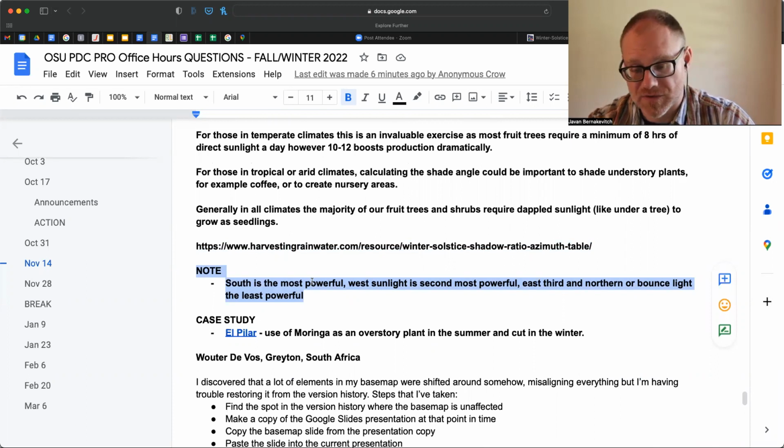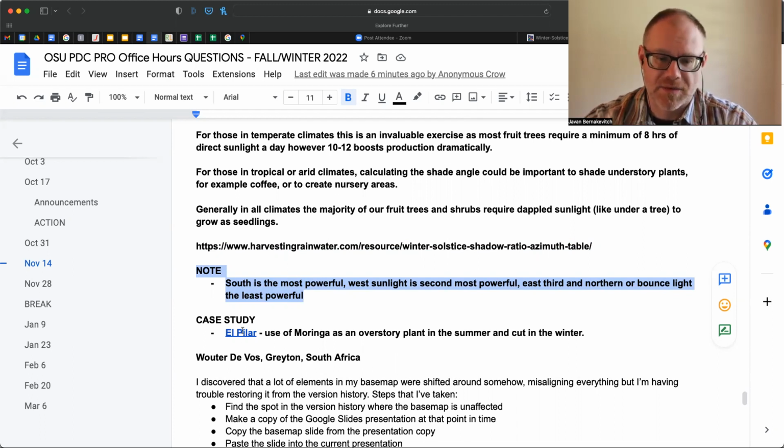And so sometimes I will do a sunshade analysis if it's a small site. If it's a large site, I'm basically going off of my solar angles and I'm plotting those out either in cross section or on plan view. And then, yeah, there's that case study we talked about of Moringa.